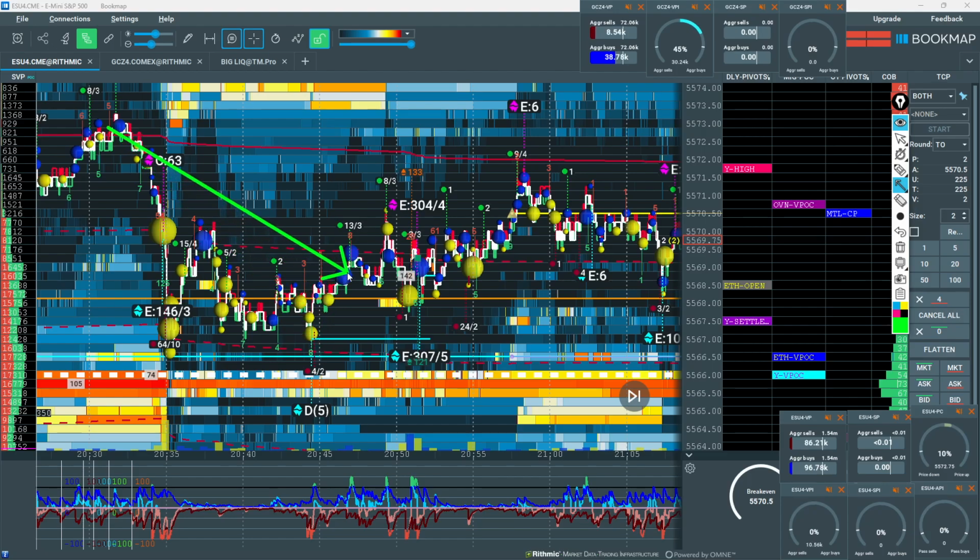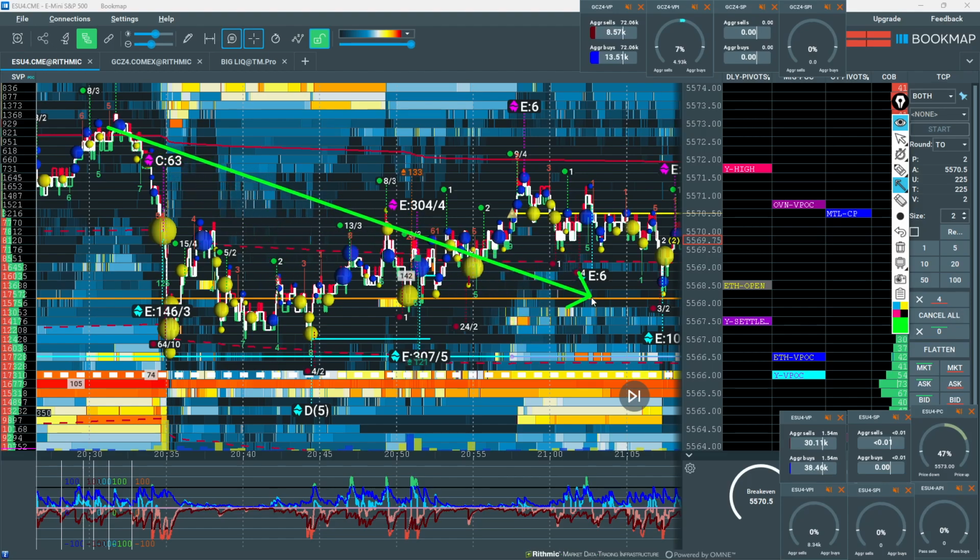So it auctions between there a little bit, pops up a little bit, and all of this is like the auction, right? So all of this here is the auction between -1 and -2. So we have two criteria so far. We have iceberg buying, we have the auction.